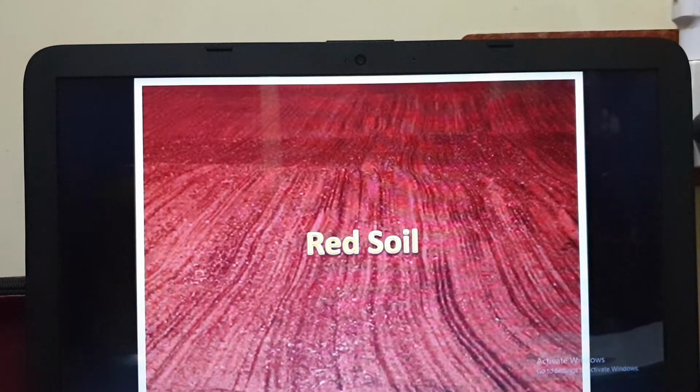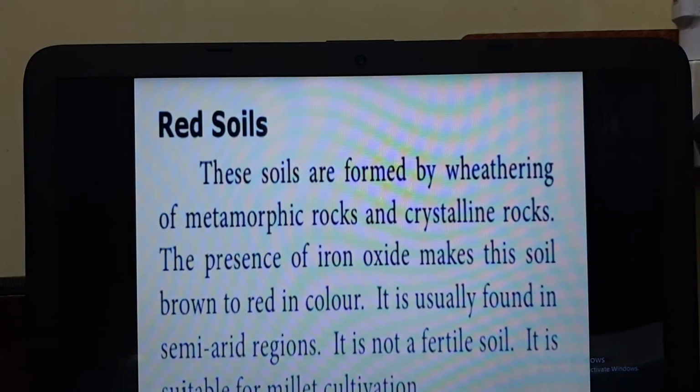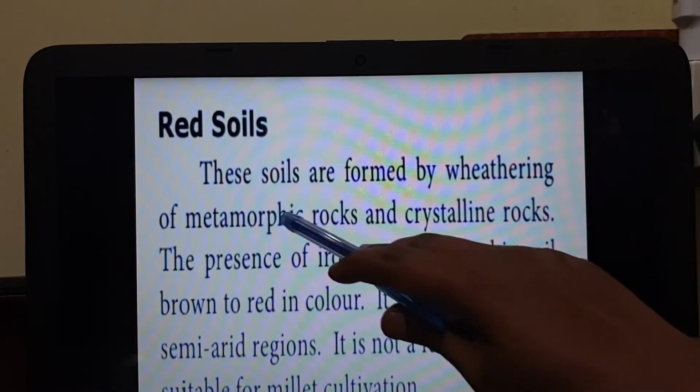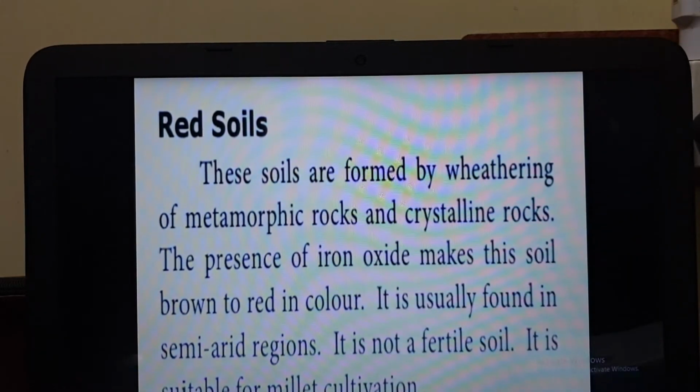That is red soil. So red soil looks like the same color, red color. So black soil is in black color, red soil is in red color. These soils are formed by weathering of metamorphic rocks and crystalline rocks. So these red soil are formed by weathering of which rock? Metamorphic, whereas black soil is from igneous rock. Red soil is from metamorphic rocks and crystalline rocks.